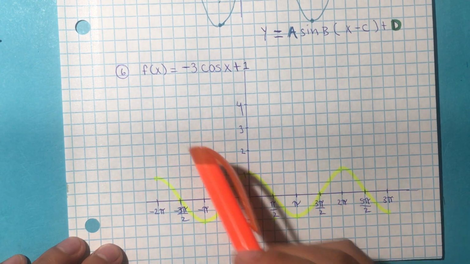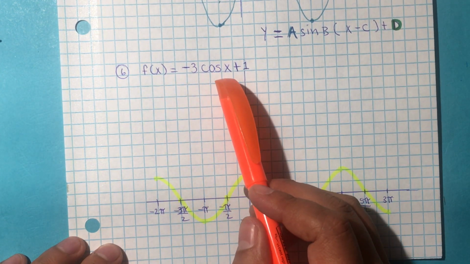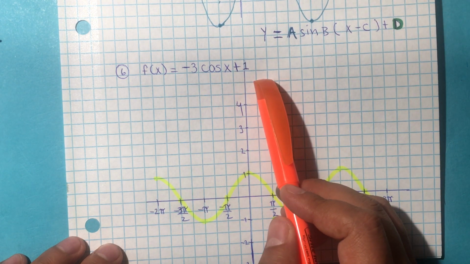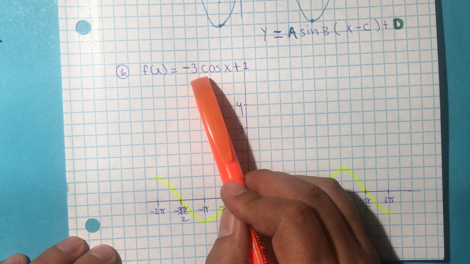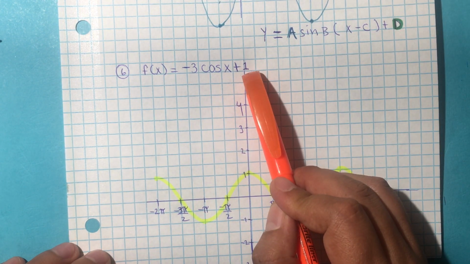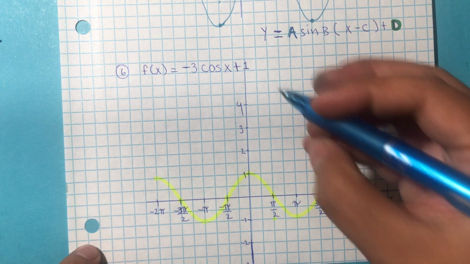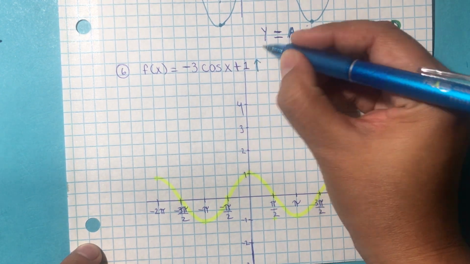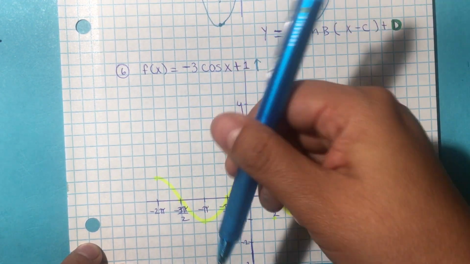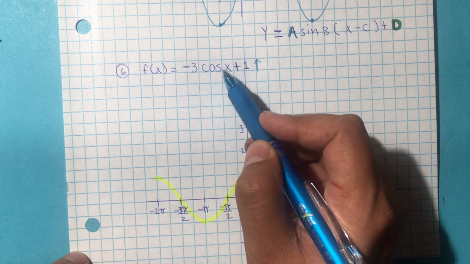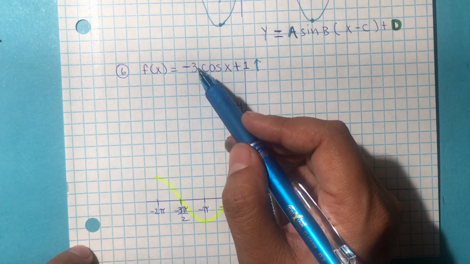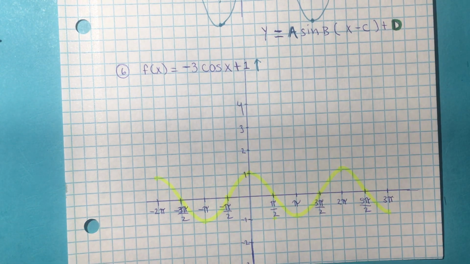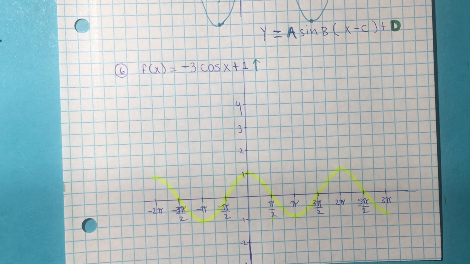Okay, number 6, it's f of x equals -3 cosine of x plus 1. This is a reflection, a vertical stretch, and a vertical shift up. Okay, so this is going up. This -3 is not going down. If it's on the left of the trigonometric ratio, that means a stretch or compression, not moving up or down or left or right. Okay, so this is 3 transformations actually.